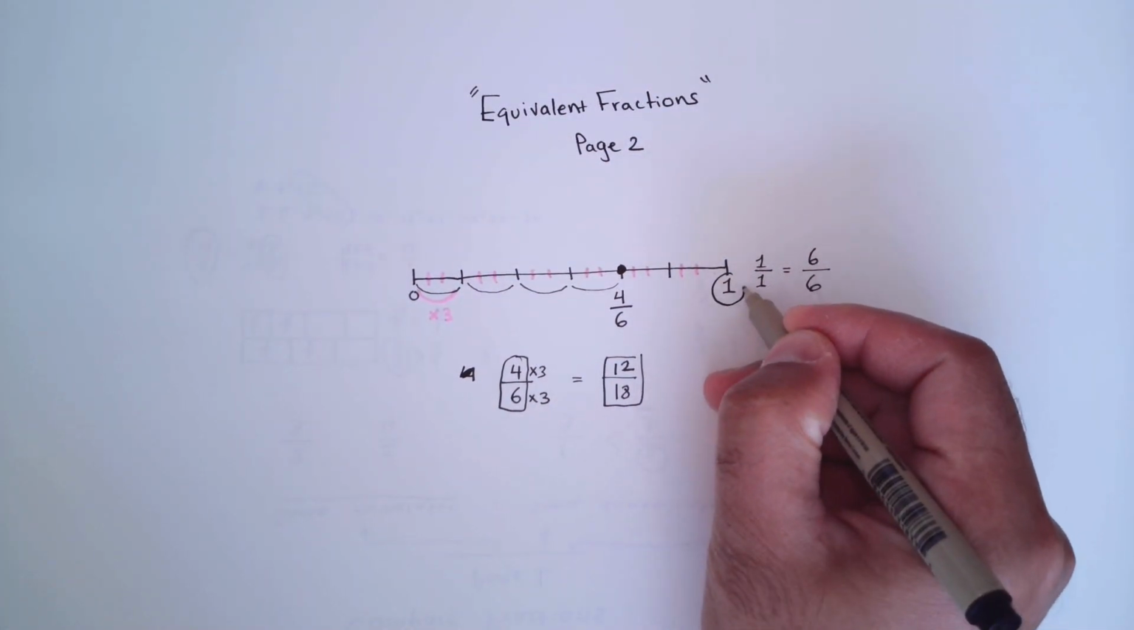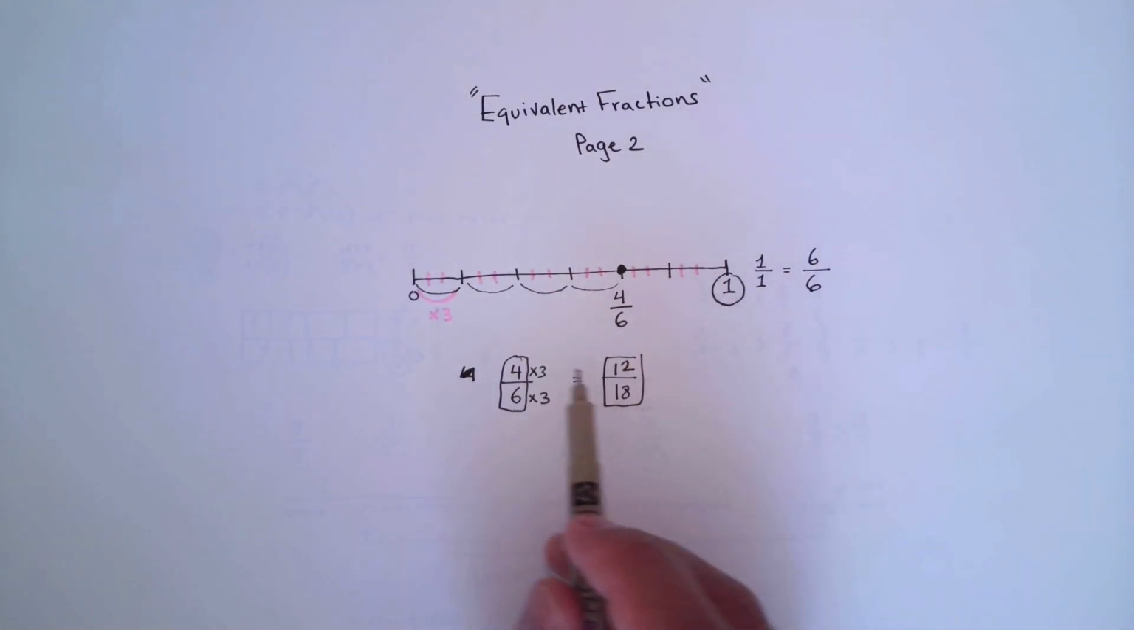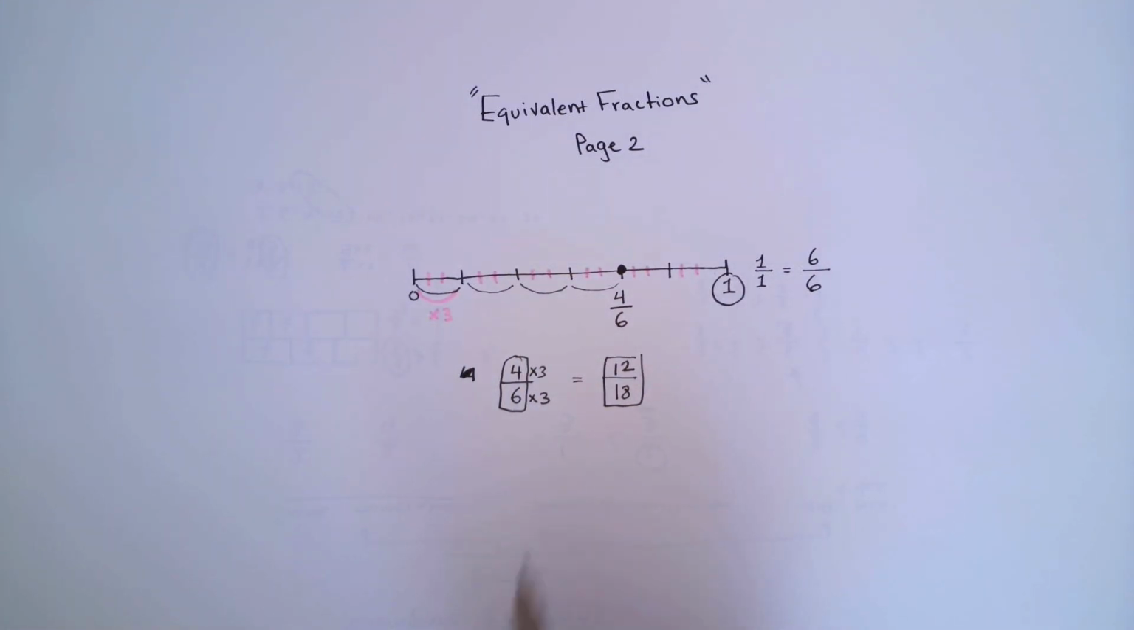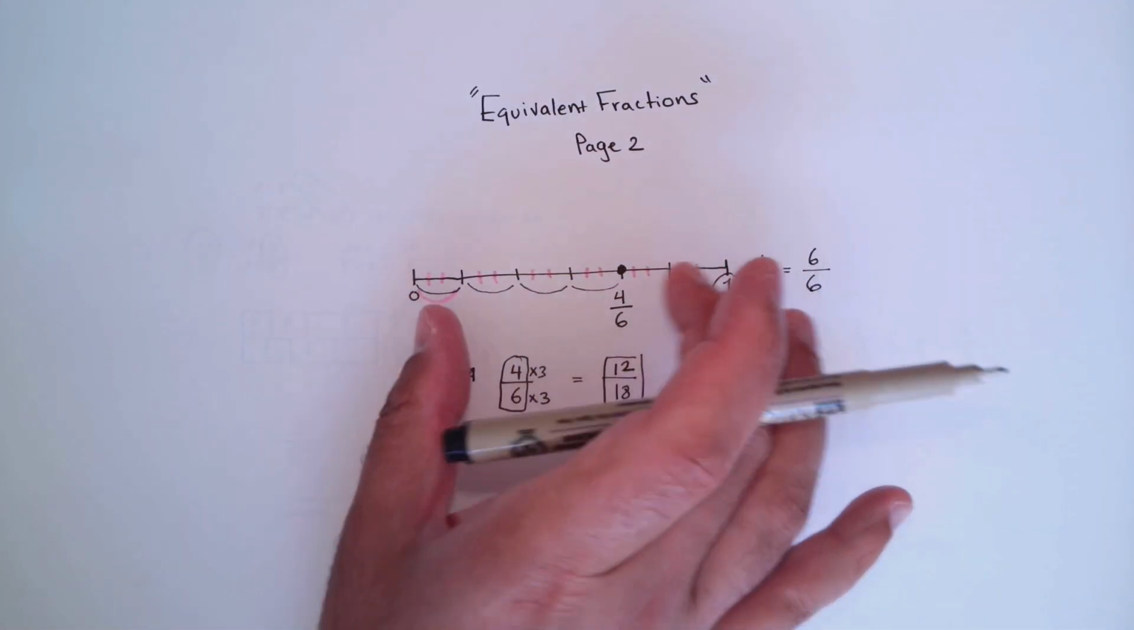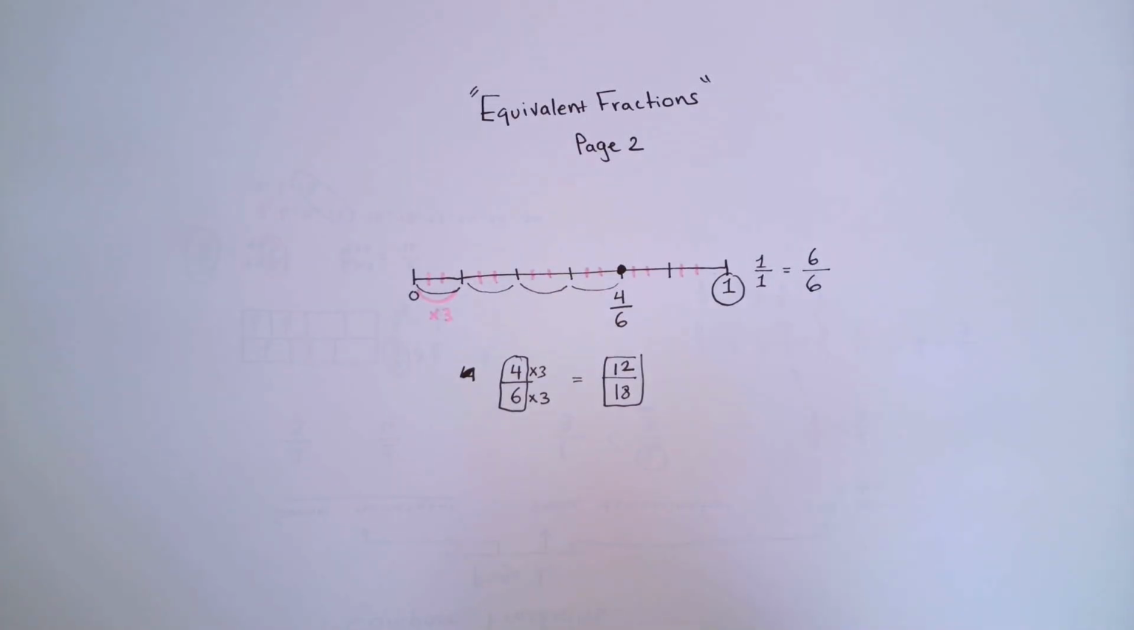Or wherever you reach 1, okay? And then count how many pieces are available. Count how many parts you made and how many are available, okay?